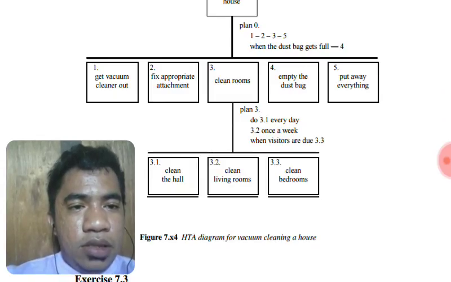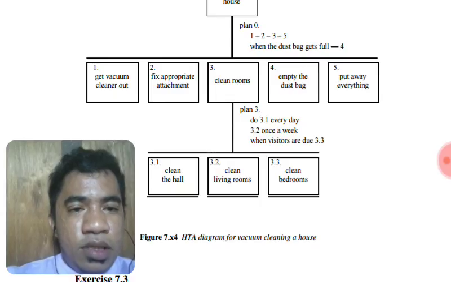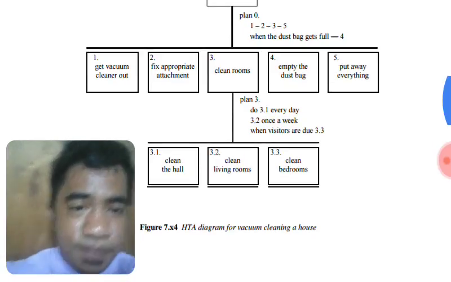3.1 every day. 3.2 once a week. When the visitors are due 3.3. 3.1 clean the hall. 3.2 clean the living room. 3.3 clean the bedroom.